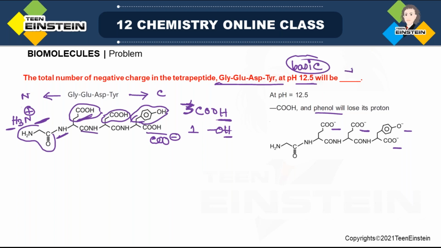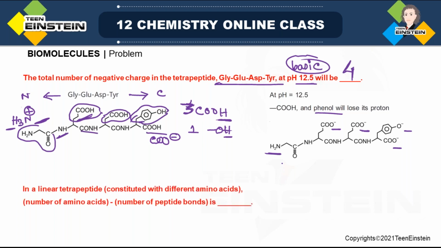So the answer will be a total of 4 negative charges and no positive charge. Even if you consider the zwitterion structure, this positive charge will not be present, because this extra hydrogen will also be removed because of the basic medium in which it is kept, pH 12.5. This is an integer type of question. Next one is also an integer type of question.